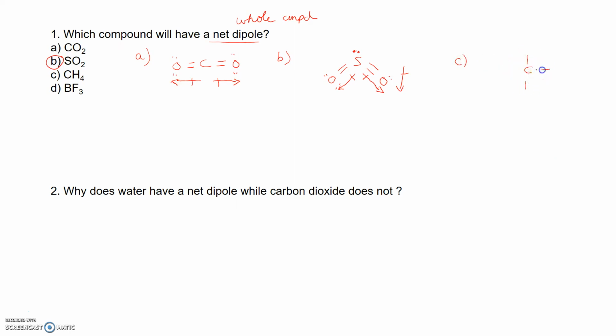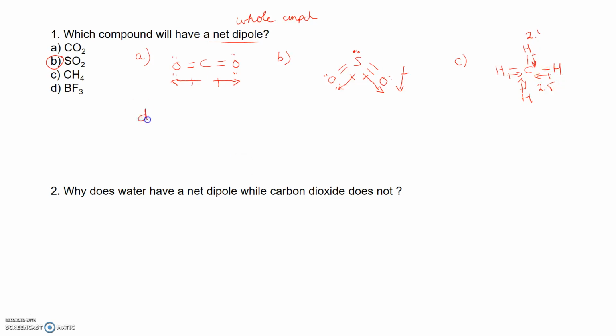CH4. Again, draw the Lewis structure. When you look at the electronegativity, carbon has higher electronegativity, so it's going to be pulling towards itself. But what you're going to notice with this example is that the difference in electronegativity between carbon and hydrogen is 0.4. Hydrogen is 2.1, carbon is 2.5. So even though there's a dipole, it isn't considered polar. So this one is going to be none.